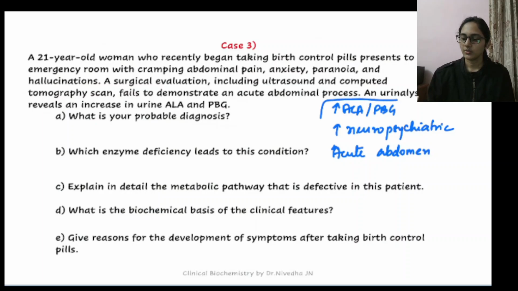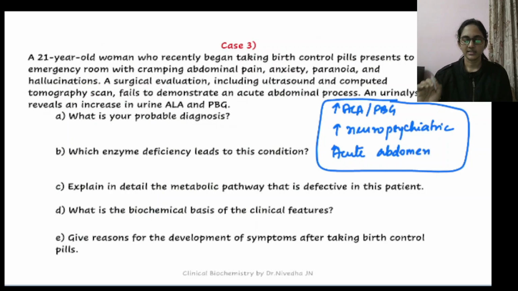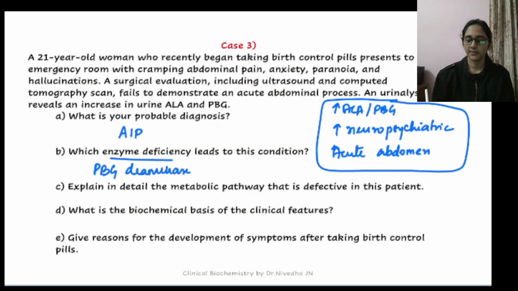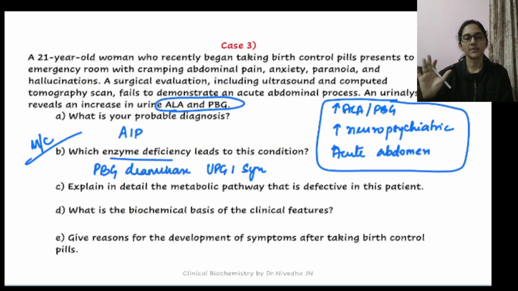Okay, so when you narrow down to these 3 points, you can very well say, yes, very good, it is acute intermittent porphyria. That's the probable diagnosis. Now, what's the enzyme deficient here? The enzyme deficient here is going to be your porphobilinogen deaminase. Yes. So you have even another name, UPG1 or uroporphyrinogen 1 synthase. So this is the enzyme deficiency that leads to acute intermittent porphyria, and this is the most common type of porphyria. So whenever you find any case related to porphyria, just think about AIP in the first place. Most commonly that only will be asked.